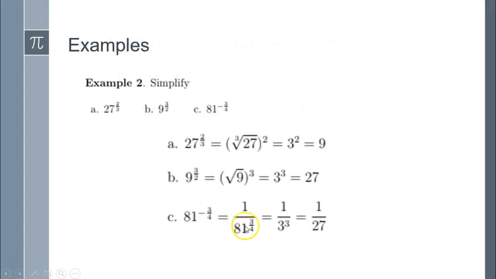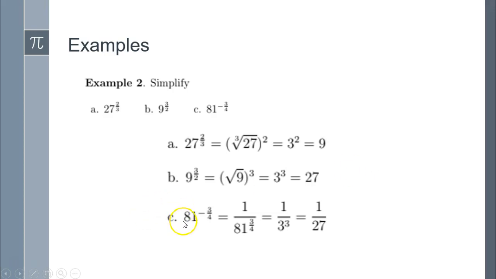So this 4 on the bottom means I'm going to take the fourth root of 81. That gives me this 3. The 3 on the top means I'm going to cube that. So I get 1 over 3 cubed, which is 1 over 27. So do these a step at a time to avoid mistakes.